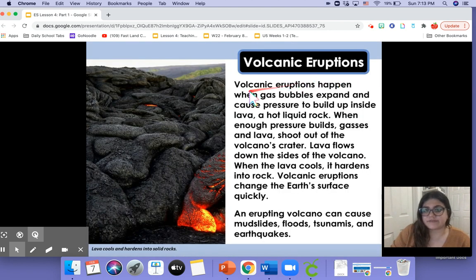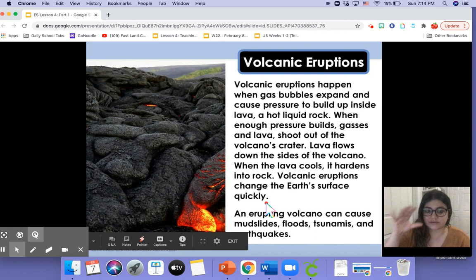Volcanic eruptions. Volcanic eruptions happen when gas bubbles expand and cause pressure to build up inside lava, a hot liquid rock. When enough pressure builds, gases and lava shoot out of the volcano's crater. Lava flows down the sides of the volcano. When the lava cools, it hardens into rock. Volcanic eruptions change the Earth's surface quickly.